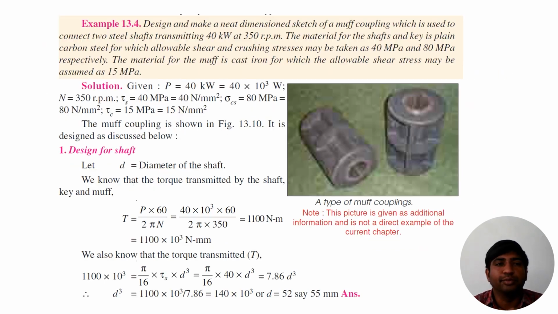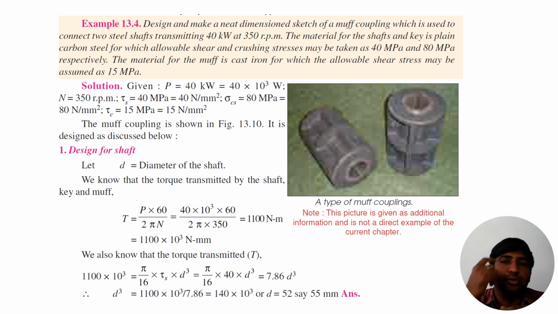Okay, so let's move on to the problem. In the problem we need to design the muff coupling for the following data. I will read the problem. Design and make a neat sketch of the muff coupling, which is used to connect two shafts transmitting 40 kilowatt. So the power of the shaft is 40 kilowatt at 350 rpm. 350 rpm is the rotating speed.